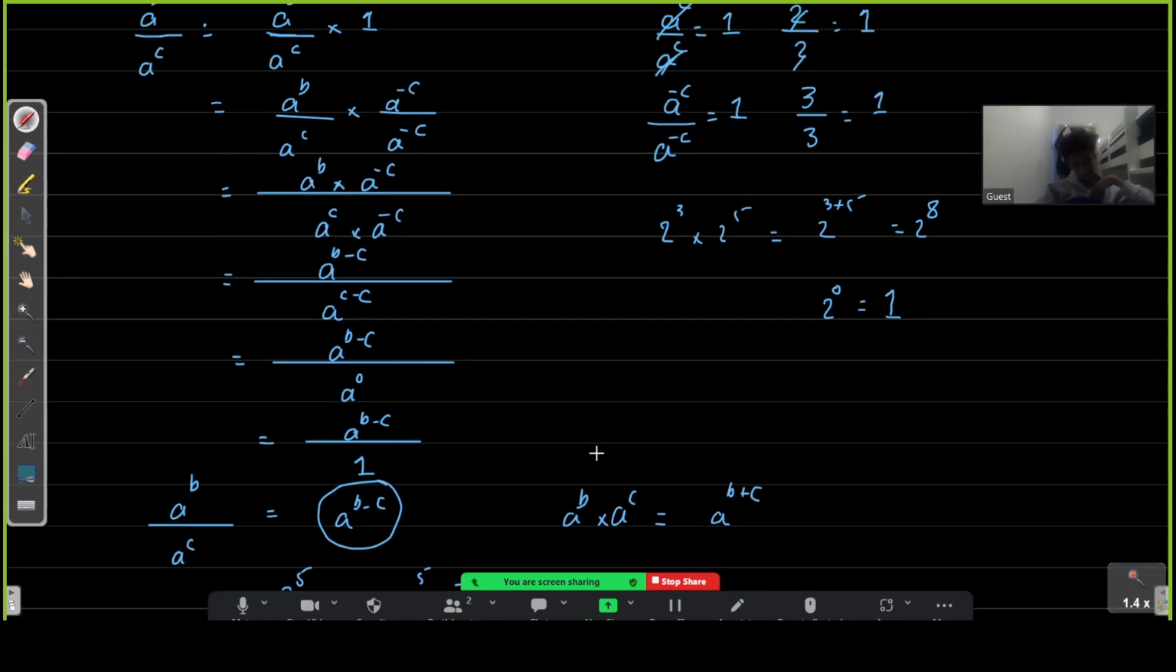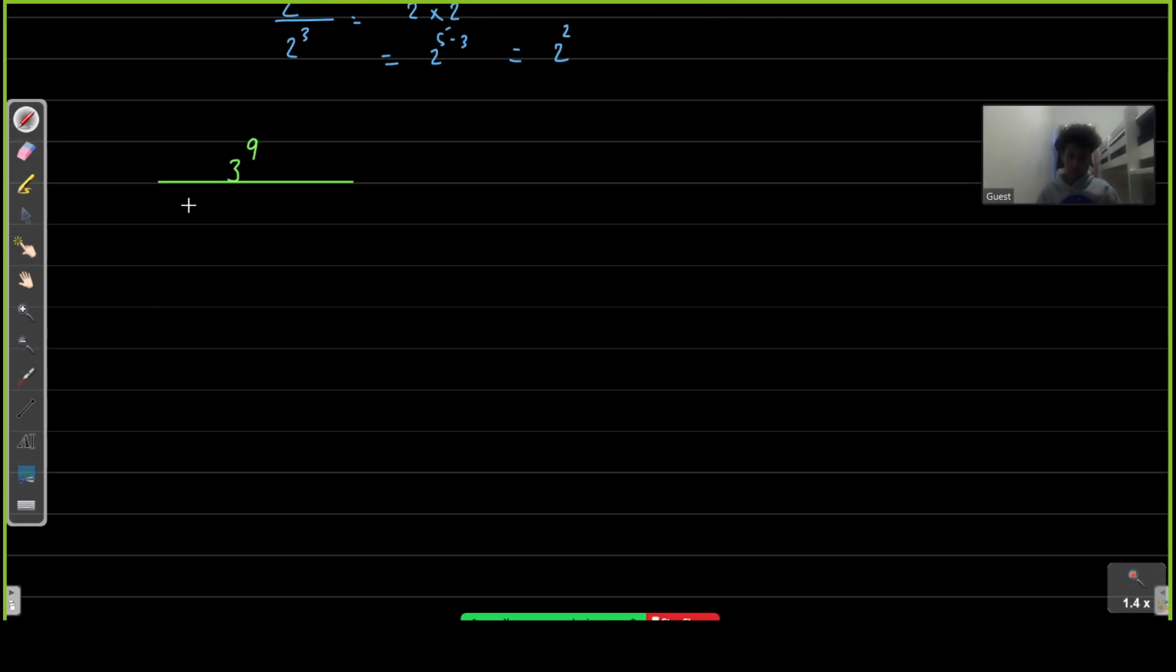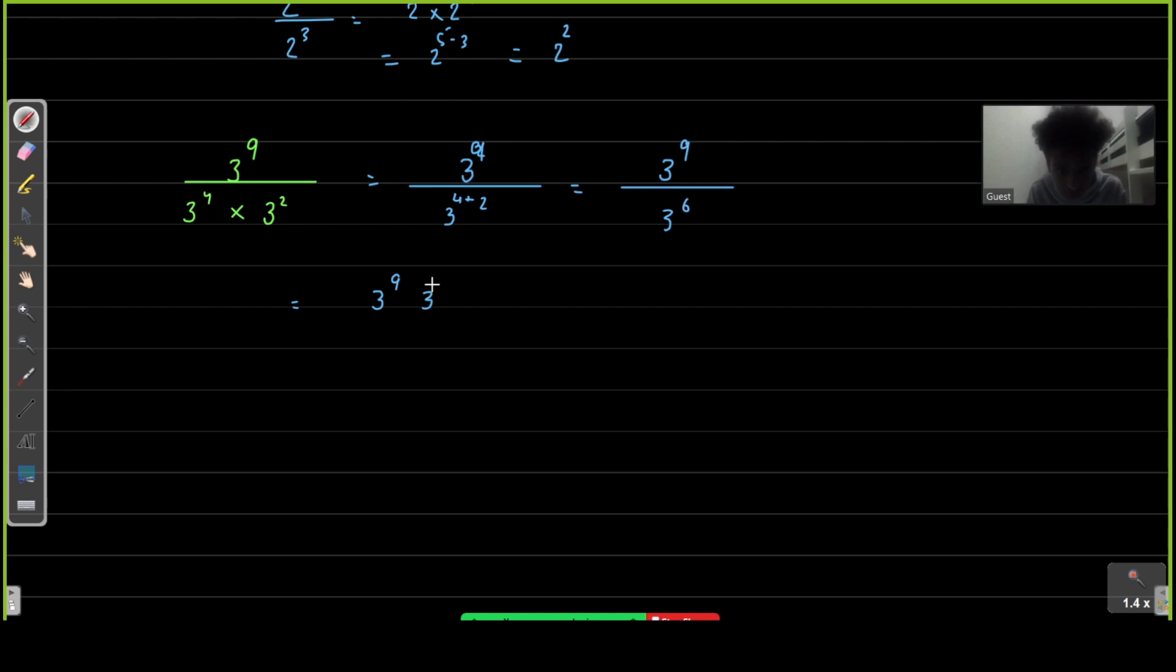So let's have a look at the examples. 3 power 9 whole divided by 3 power 4 multiplied by 3 square. First we need to multiply both of them. 3 power 9 will remain same, and so we have the same bases. 3 power 4 plus 2 will be 3 power 6. So 3 power 9 over 3 power 6. Then 3 power 9 into 3 power minus 6, because we take it in the numerator, so 3 power minus 6. So now we can multiply. So what will be the answer? 3 power 9 minus 6. So it will be 3 power 3, 3 cube, which is equal to 27.